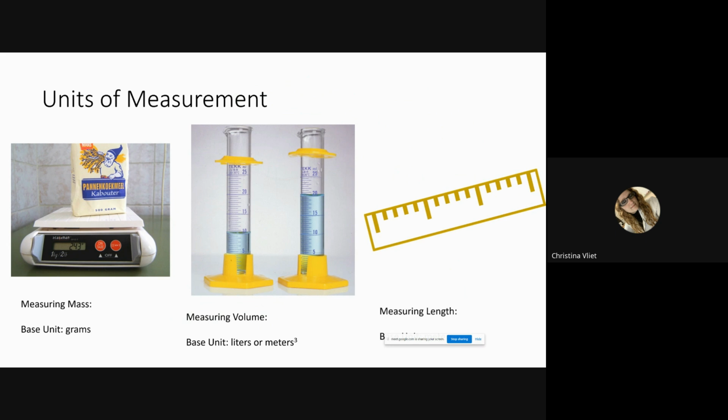Units of measurement. We went over this in the beginning of the year. We went over that when we're measuring mass, we should be using grams to do so. And when we're measuring volume, you need to know that the base unit is liters, or for international study, so I'm going to write Cambridge/international study, it would be meters cubed.